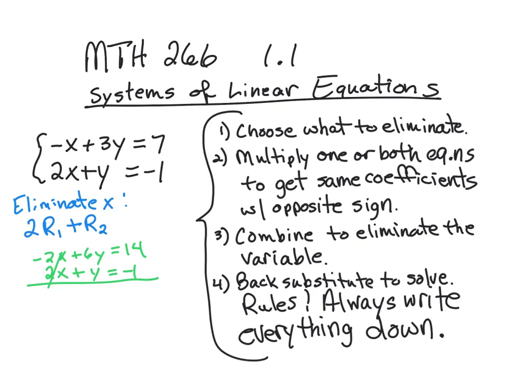That's why it's called elimination. I get 7y equals 13, divide, I get y equals 13 over 7. Okay, so that's my answer to my first part, 13 over 7. You think you could solve for that by graphing? I don't think so. So I've solved for y. Now I need to figure out what x is.